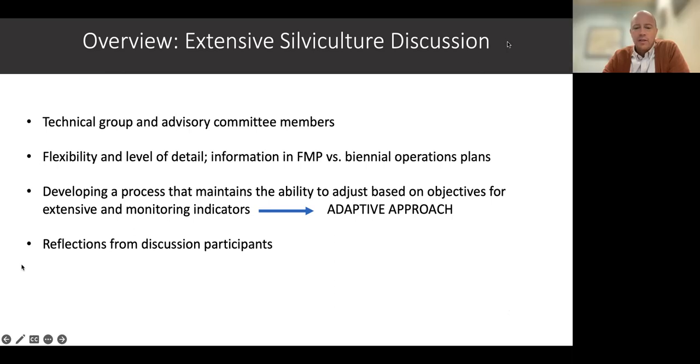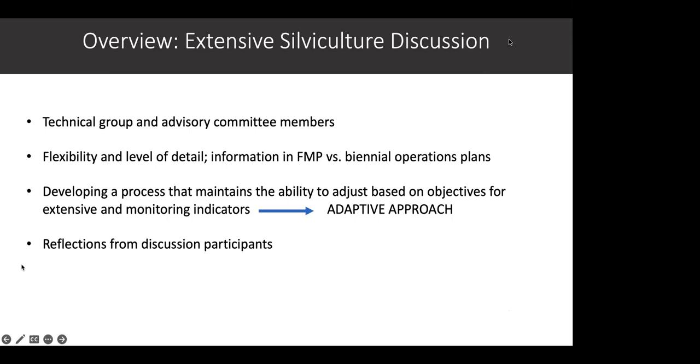Just a high-level reflection. Following my colleague's comments, I think we do see it differently. Maybe it's a matter of degree. I think we're still working through it, but there were details that OSU assured folks they would put into the FMP, and I think it's important that we remain true to that as we go forward, so that we can see those details.